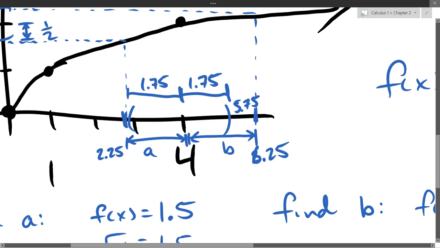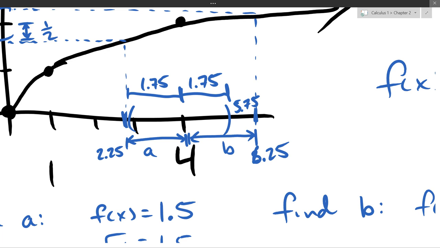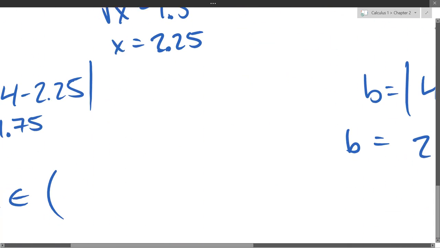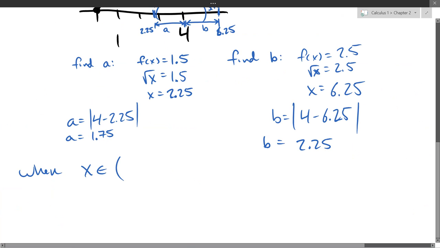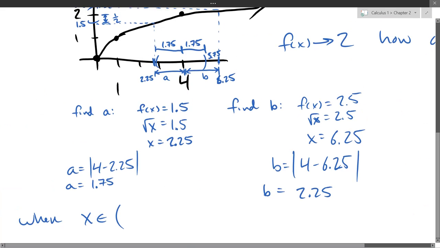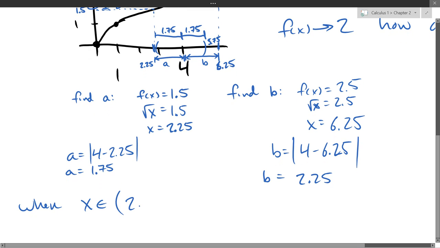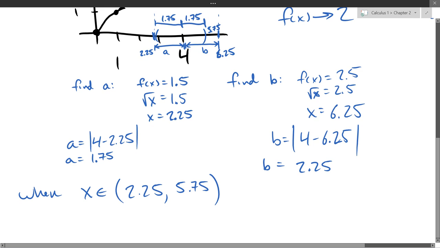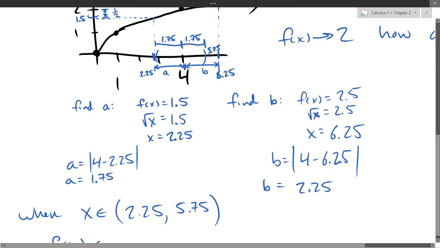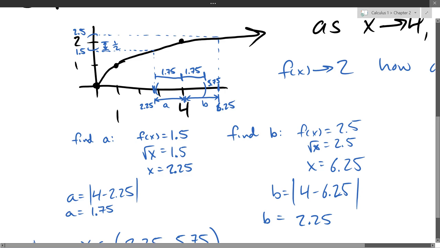For B, I'm basically taking the smallest of the two and then going the same distance each direction. So I'm going to take the 1.75 and go left and right. But it won't make it all the way to B. So it won't go all the way to 6.25. So we got 2.25, 5.75. All right, when x is in this interval, f of x has to be in the interval that we wrote down here, 1.5 to 2.5.